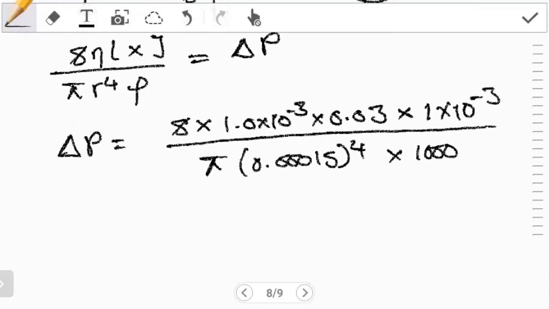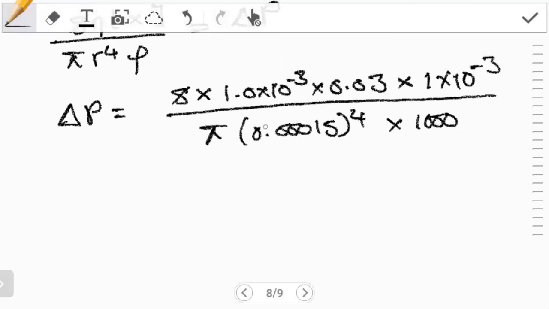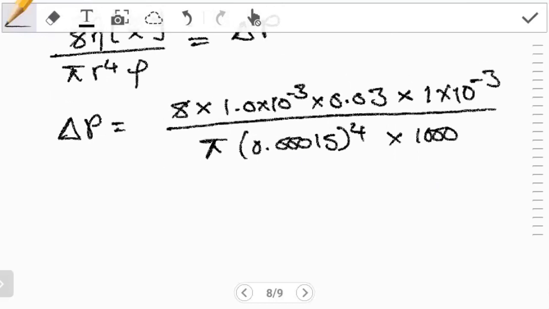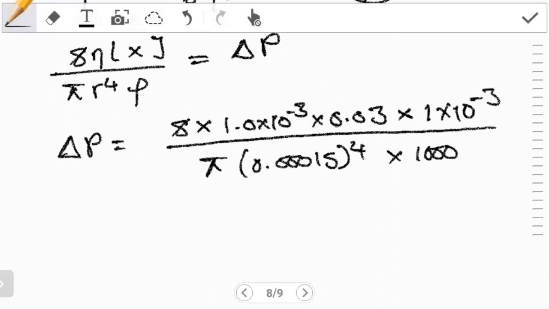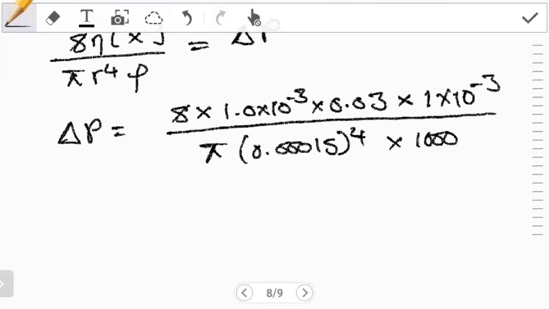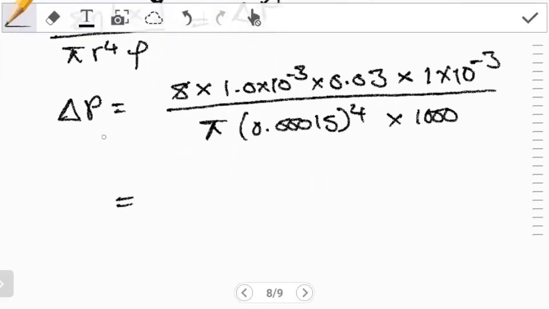So with that, the next thing now is just simplification of this term here. You just want to make sure you have the 8, the coefficient of viscosity, then you have your length, then your mass flow rate, then you have pi, multiplying the radius to the power 4, and the density of pure water. Okay, so with that in mind, simplify this. Multiplying, dividing, just be very careful with your calculator. This should simplify to give you 2.4 by 10 to the power negative 7.